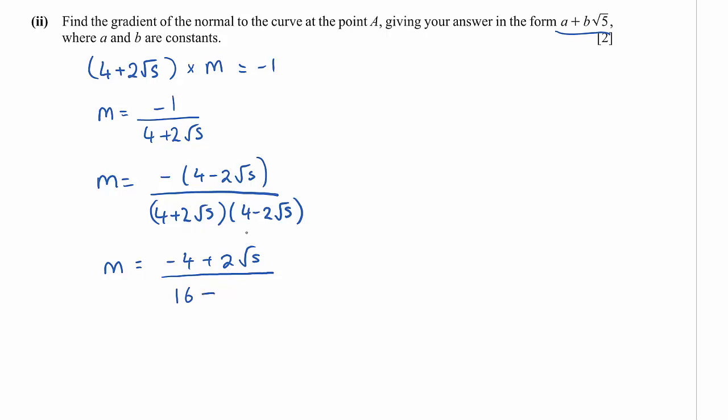Take away 2 times 2 is 4, root 5 times root 5 is 5, so that's 4 times 5 is 20. So that's negative 4 plus 2 root 5 over negative 4. So m is going to be 1 take away a half root 5.